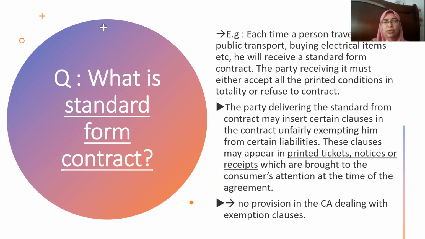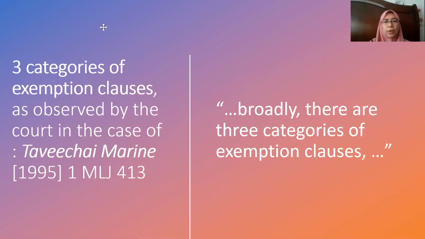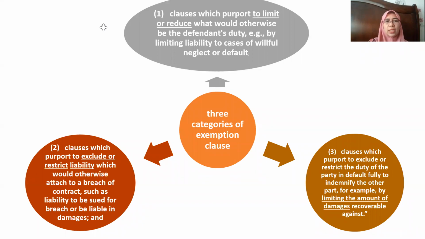But again, as far as the Contracts Act is concerned, there is no provision which talks about exemption clauses. So we are going to refer to cases, including cases at common law. When we talk about the categories or classes here, there are at least three. Broadly, there are three categories of exemption clause by virtue of this case, Tavichai Marina, 1995, reported in MLJ here. Let's have a look at the categories here. Three categories of exemption clause.